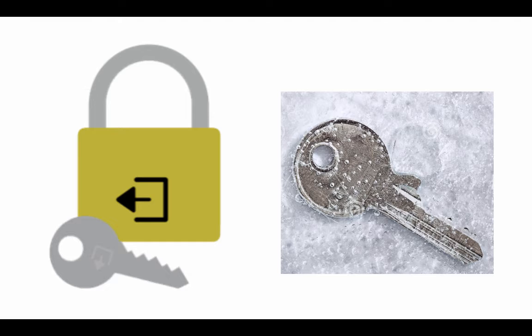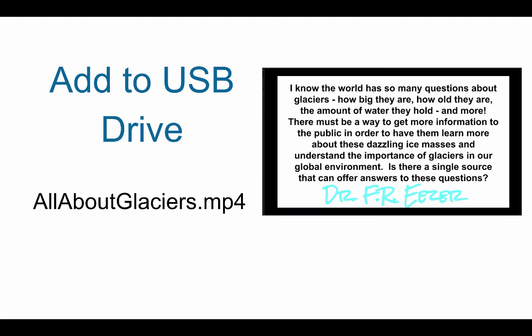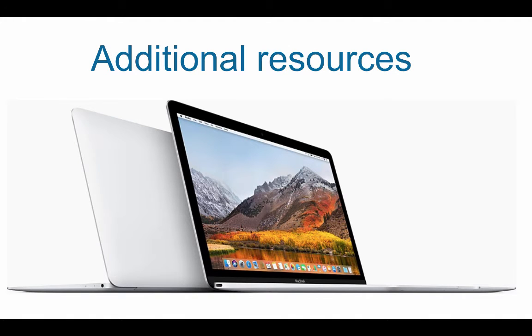There are opening clues that set the stage for a frozen key in a freezer, a frozen key in a cooler, or no frozen key. The option is yours. To set up the USB drive, add the MP4 file All About Glaciers. That USB drive should then be hidden somewhere in your room. Additional resources will include access to the internet and a laptop computer, one that can access the USB drive.